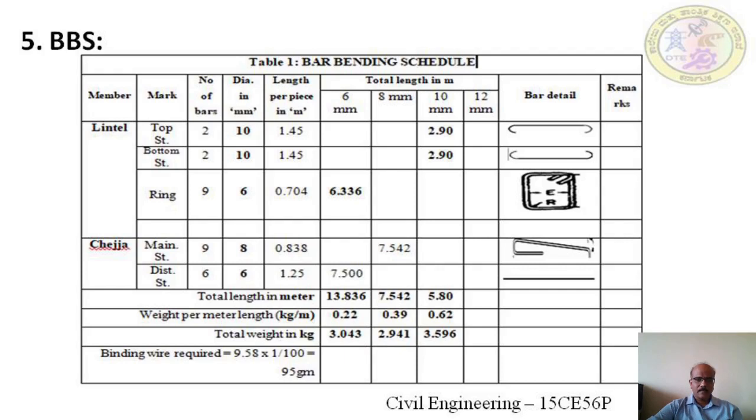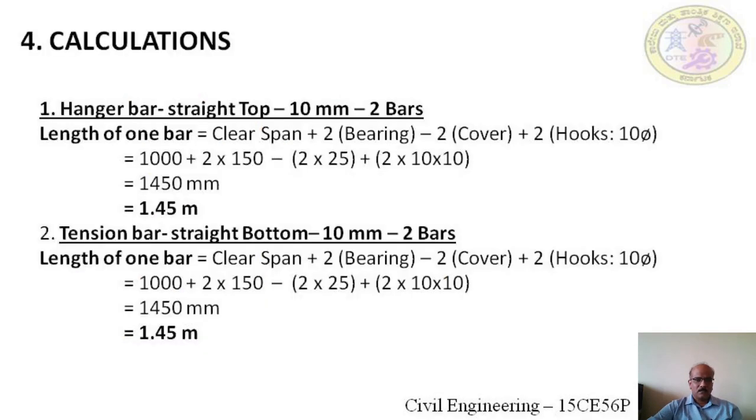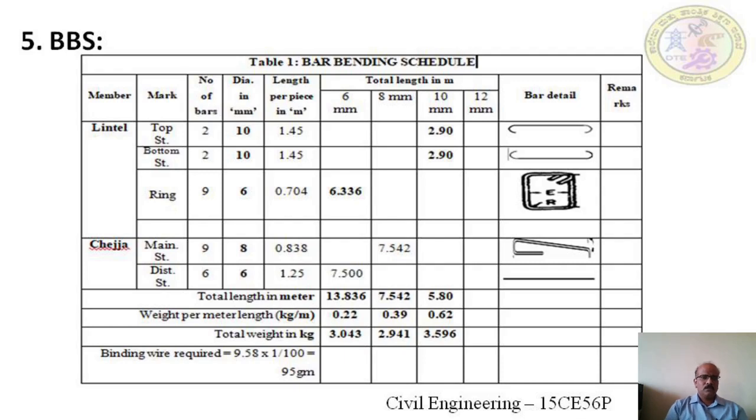We'll go back to the previous slide, and we'll see what is the cutting length of the top straight bar and bottom straight bar. Here we have calculated the cutting length of the top straight bar is 1.45 meter, and even the bottom straight bar length is also 1.45 meter. So the number of bars required is 2. Diameter of the bar is 10 mm, and the cutting length of each bar is 1.45 meter. We need to multiply the number of bars into cutting length of each bar.